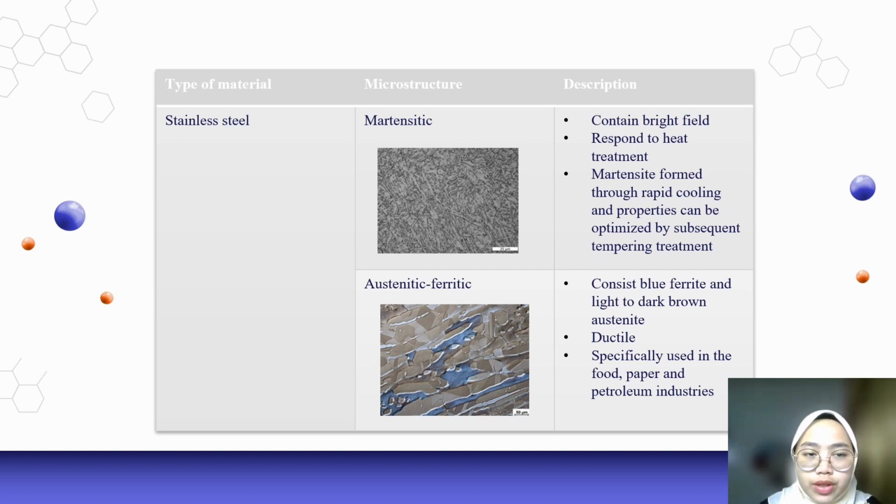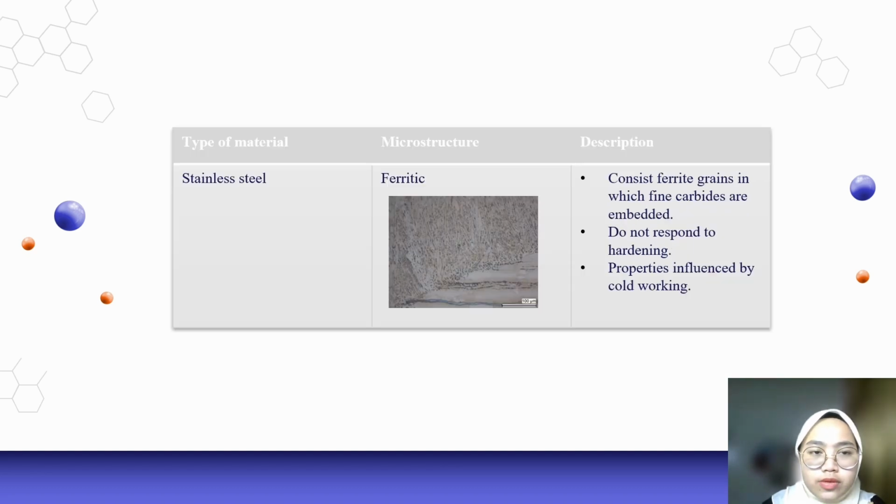Next, for austenitic-ferritic, the microstructure consists of blue ferrite and light to dark brown austenite. This type of stainless steel is ductile, and the application is widely used in food, paper, and petroleum industries. The last type of stainless steel is ferritic. The microstructure consists of ferrite grains in which fine carbides are embedded. Its microstructure does not respond to hardening, and the properties are influenced by cold working.